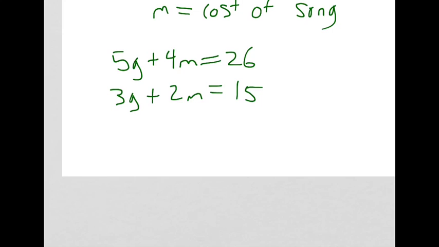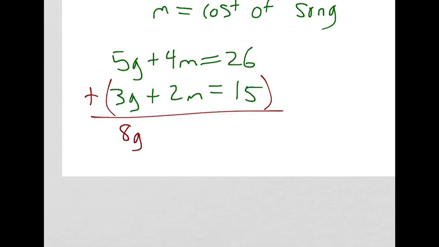Using elimination now. Again, I need to add or subtract to get rid of one of my variables. In this particular problem, it may be unclear whether you should add or subtract. If you're not sure, sometimes it's good to just try it out. So let's add, just really quick. Don't write this down. Just watch. If I add, I get 5G plus 3G is 8G, 4M plus 2M is 6M, and then 26 and 15 is 41.